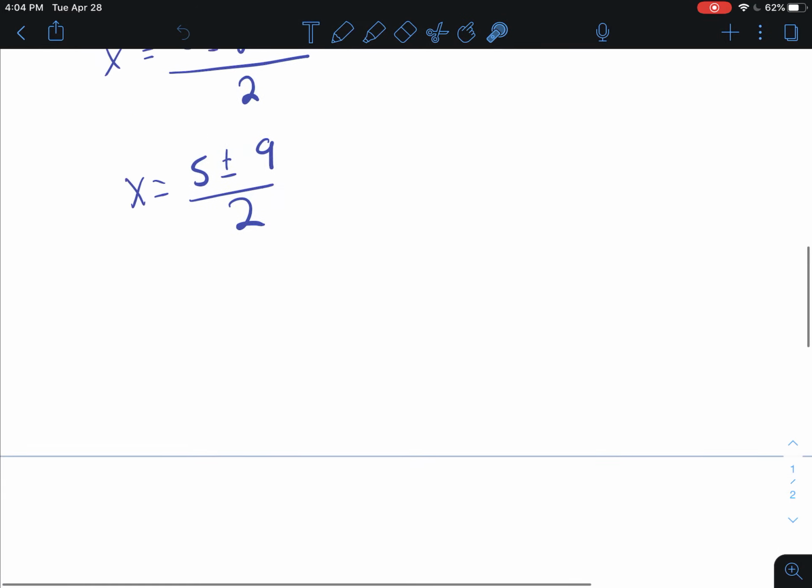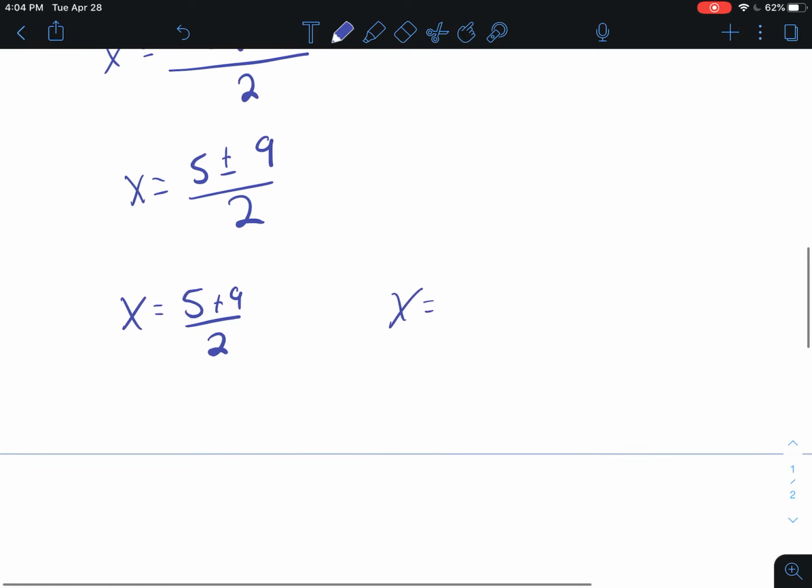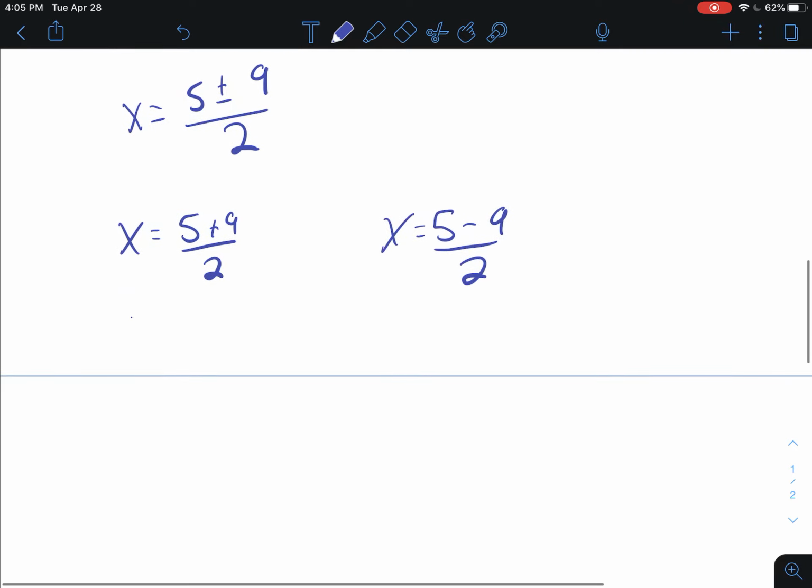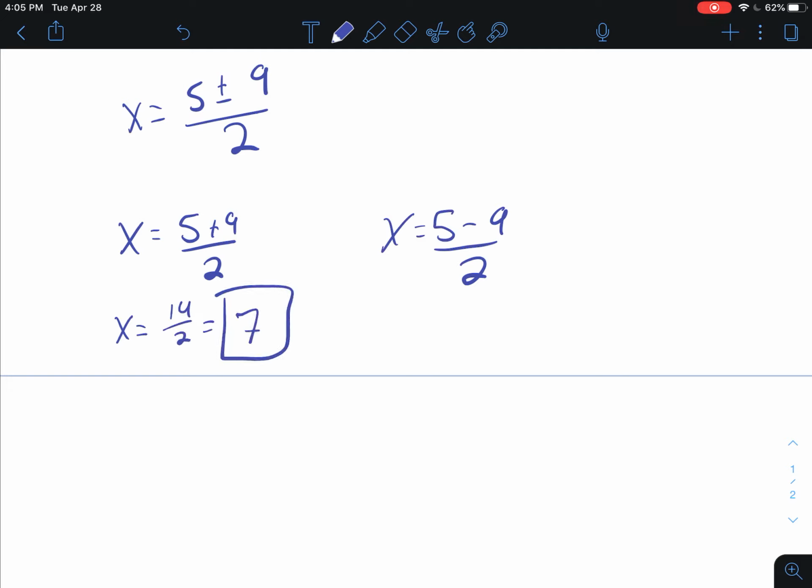And then from here, when we go 5 plus or minus 9 divided by 2, we need to split that up into x equals 5 plus 9 divided by 2 and x equals 5 minus 9 divided by 2. So that way when we do this, we get x is equal to 14 over 2, which is 7, which becomes one of our answers. And then we get x is equal to negative 4 over 2, which is negative 2, which is another one of our answers. So these, 7 and negative 2, would be our two answers using the quadratic formula.